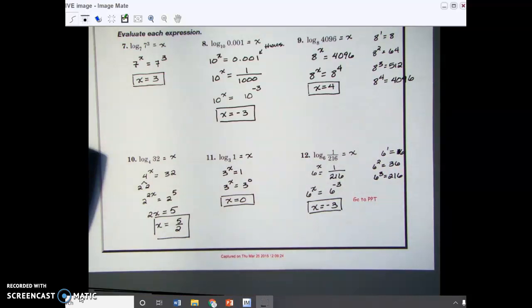So we're going to pause here and just get used to going back and forth between exponential and logarithmic form.